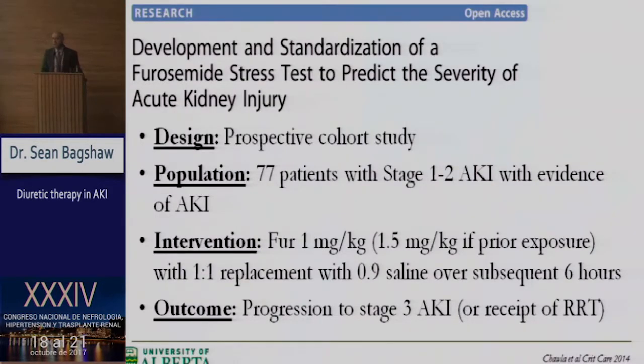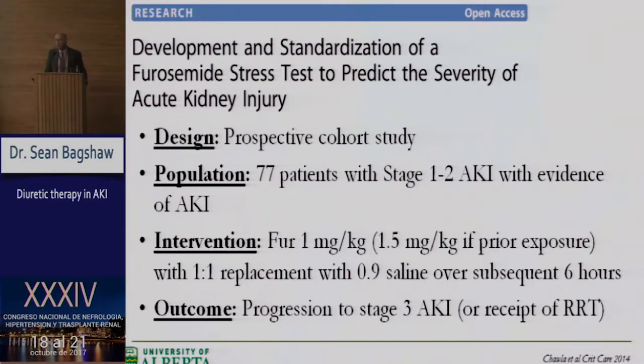Finally, I want to talk a little bit about the use of furosemide and diuretics as a prognostic tool in the ICU. And this was a very interesting trial that looked at something called a furosemide stress test, which is probably a surrogate test to see what kind of renal reserve patients may have. Right? This is a prospective cohort study, 77 patients with early acute kidney injury, and they were basically exposed to high-dose single bolus furosemide therapy.